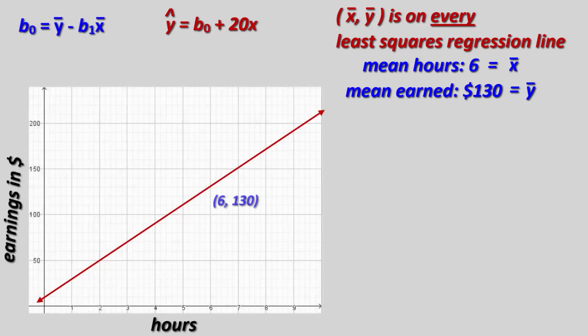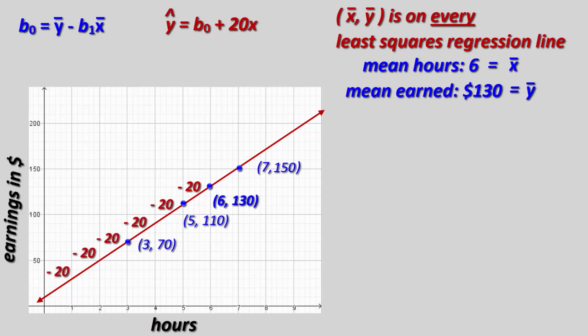Let's find this point on our LSR line. If a waiter worked one more hour than the average of 6 hours, the predicted earnings would be $20 more than the average of $130. If instead we examine shifts that are shorter than 6 hours, for each hour less worked, the earnings decreased by $20. As we go from 6 hours to 5 hours and 4 and 3 hours, we see a $20 drop per one less hour, until finally we make it all the way down to 0 hours, at which the predicted earnings is $10. This is the y-intercept.